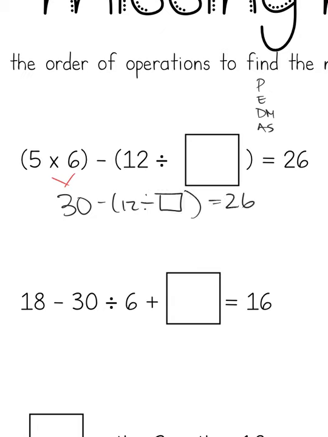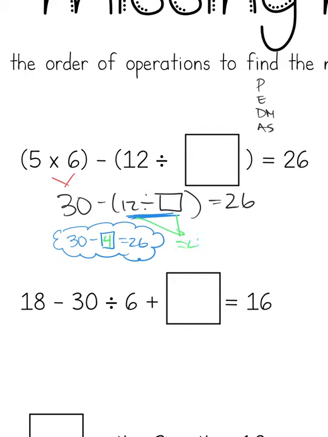All right, now we need to do some mathematical reasoning. So the first thing I'm going to think about is, 30 minus what would be 26? Because I can think about what I would want this answer to be in those parentheses to make this question make sense. Well, I know that 30 minus 4 is 26. So that means that I would want this answer to be 4.